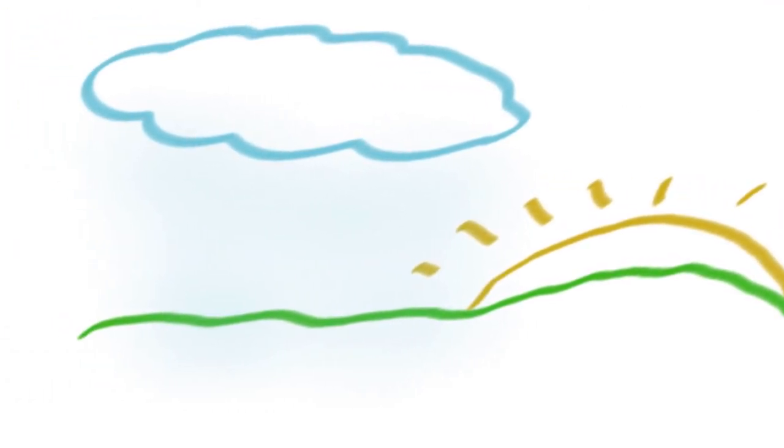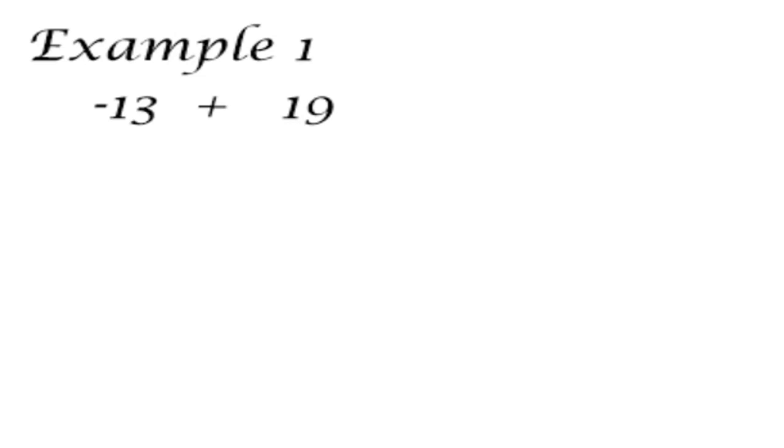Looking at a different example, let's think about a winter morning where it's very, very cold overnight, but now the sun's coming up. So let's think about some negative and positive numbers. Let's say that we have negative 13, the temperature in the morning, plus 19, how warm it's going to get. The temperature goes up by 19 degrees. So negative 13 plus 19.